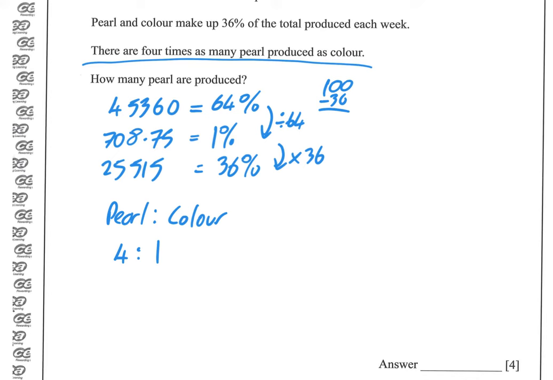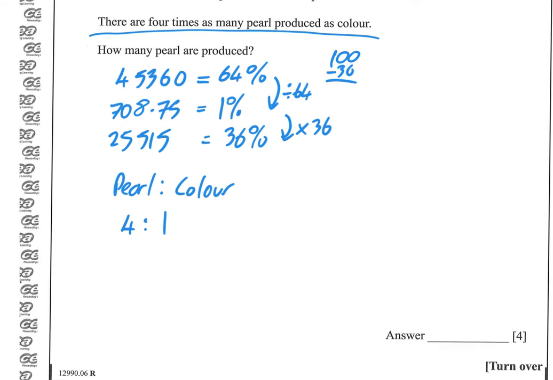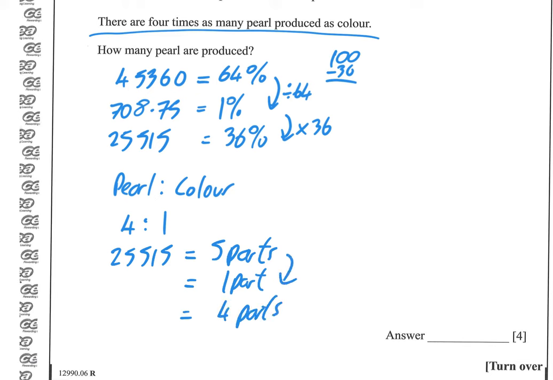So this is a long method I have of doing this, but it makes sense, so people seem to quite like it. We have this number here is equal to 5 parts. Break down and find out what 1 part is, and then build up and find out what 4 parts is. So if you know what 5 parts is, you can divide by 5 to get 1 part, and then multiply by 4 to get 4 parts.